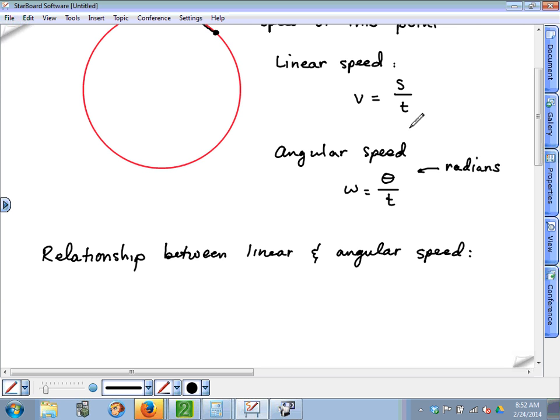So let's actually derive the formula. It might help you remember it better if we can derive it. V is equal to S over T. That's just the linear speed formula, right? But what is S equal to? Radius times theta, right? S is equal to radius times theta. So we can amend this formula here. Instead of V equals S over T, couldn't we call it V equals what over what? R times theta, all over T.